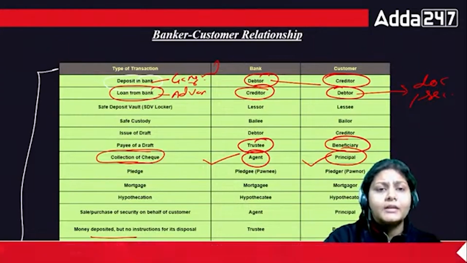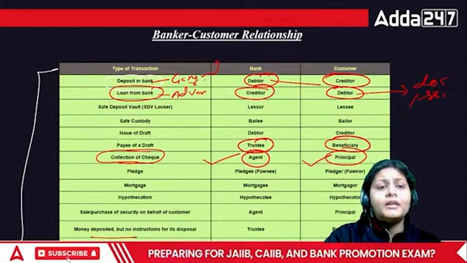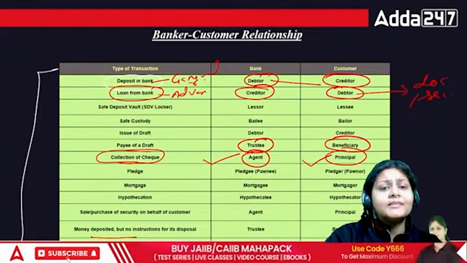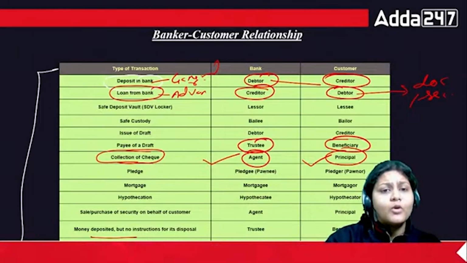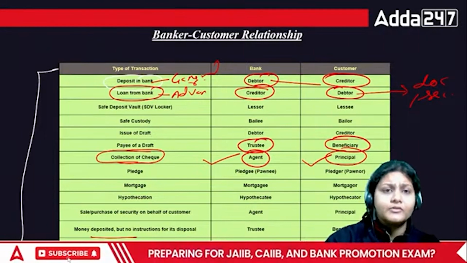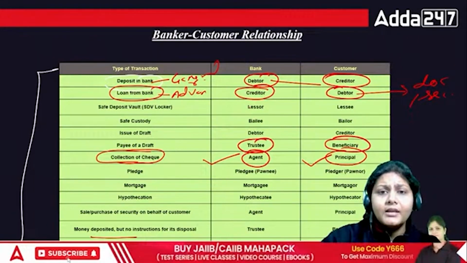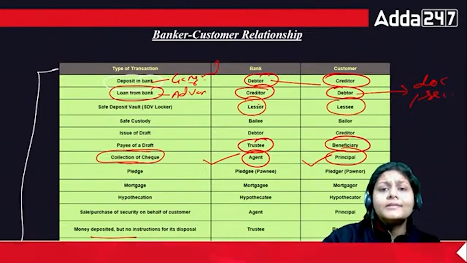According to the TP Act, that is the Transfer of Property Act, right? The lessor is what? The lessor is the person who transfers the immovable property, and lessee is what? The person to whom the property is transferred. See, this is the lessor and this is the lessee. Lessor is the one who is giving his property.